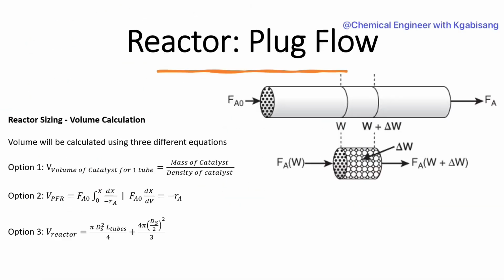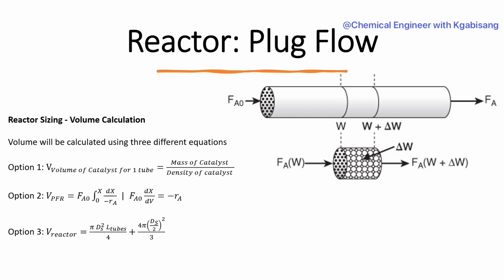So let us say that we are dealing with a plug flow reactor over here, and our plug flow reactor happens to be adiabatic, meaning there's multiple tubes inside of a reactor, as there will be some heat loss. If our heat exchanger was isothermal, there wouldn't be a need to have multiple tubes. We can just have one large big tube inside of a reactor.